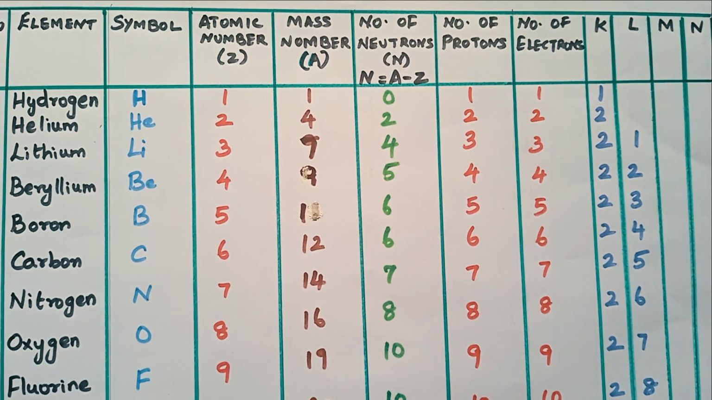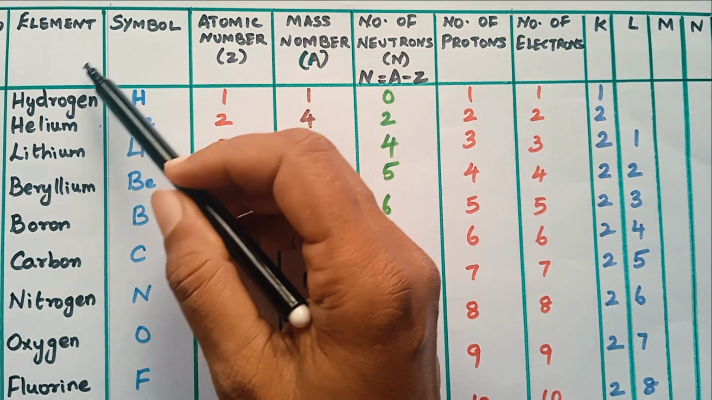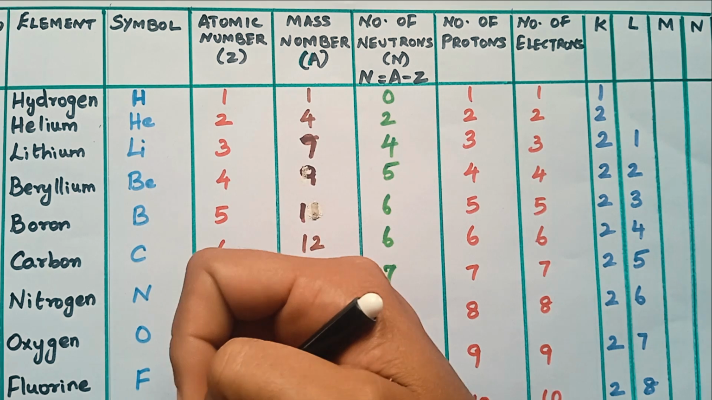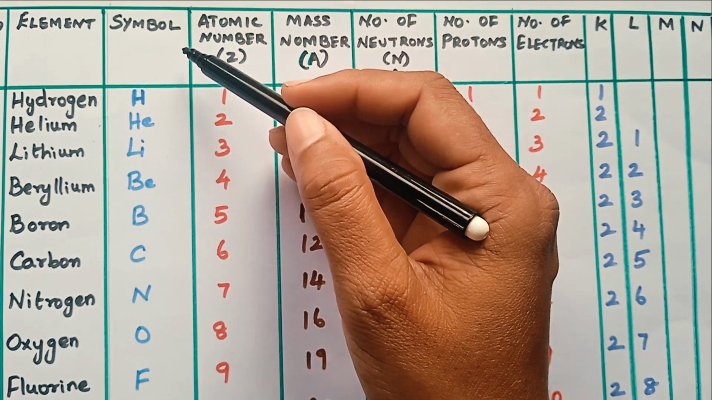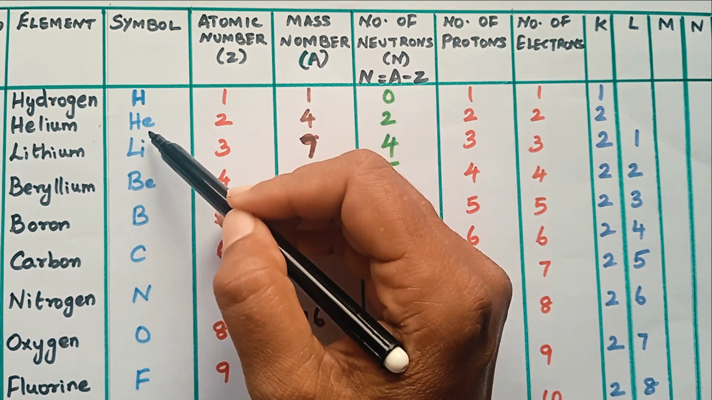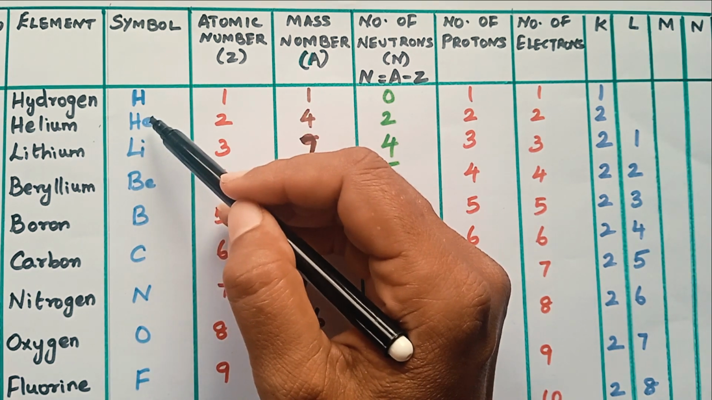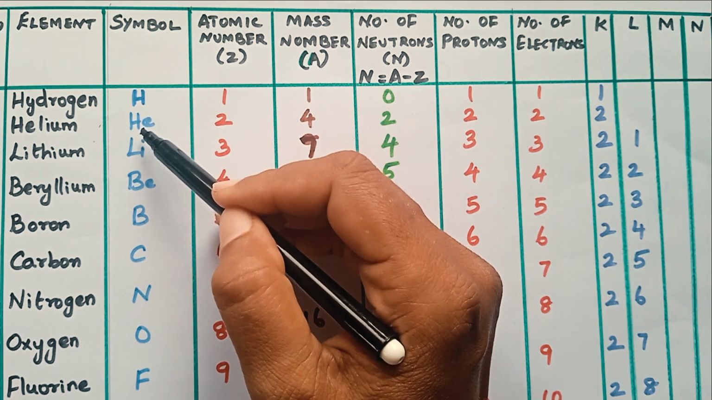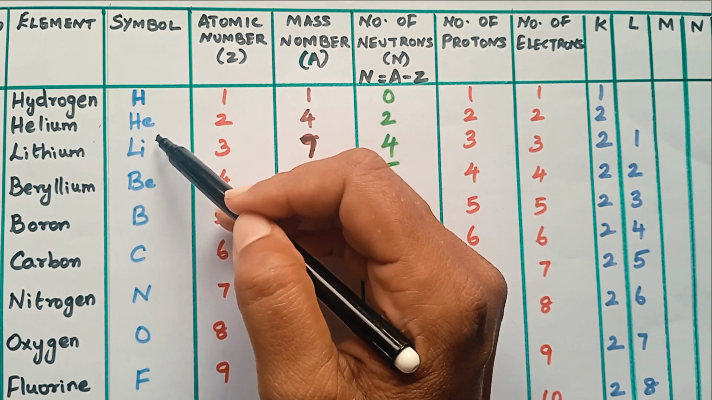Here I have given the details of the first 20 elements in a tabular column format. Let me explain it first. The first column is the element. Here I have given the first 20 elements, and the second column is the symbol. For hydrogen, H; helium, H and small e. Like that we write the symbol with the first letter a capital letter followed by a small letter.